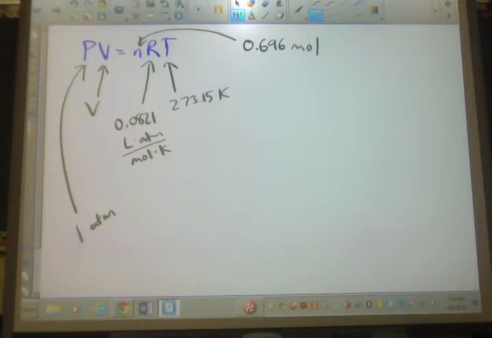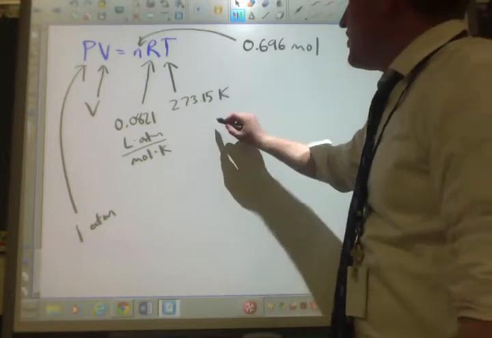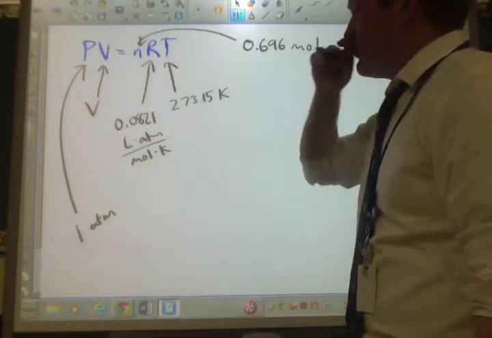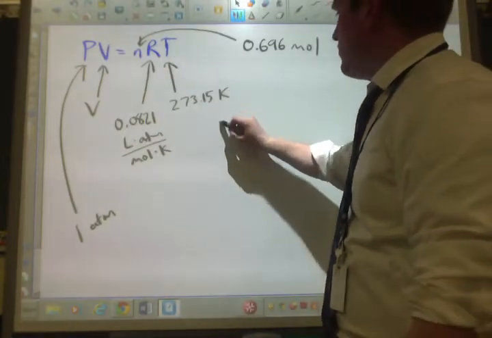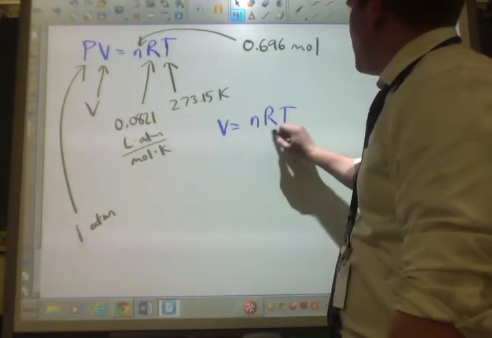So we have everything we need to solve for volume. I always advocate rearranging first. So solving for V, I'm just going to divide by P. So volume equals nRT over P.